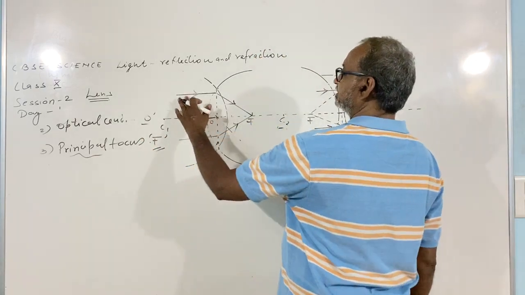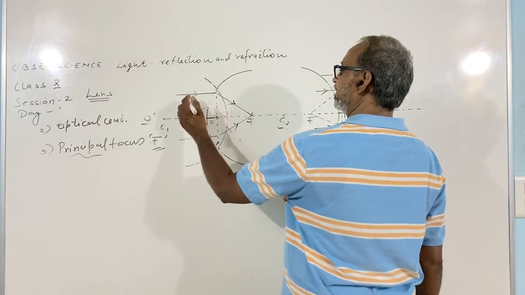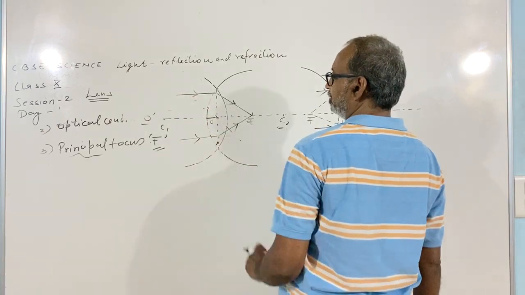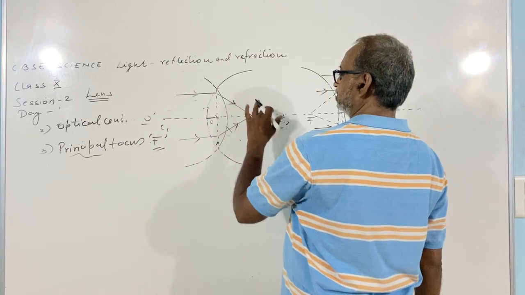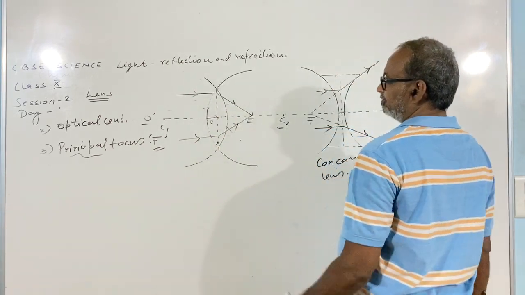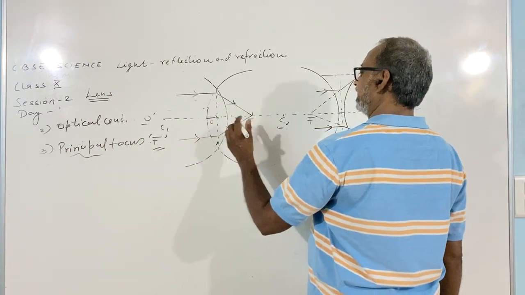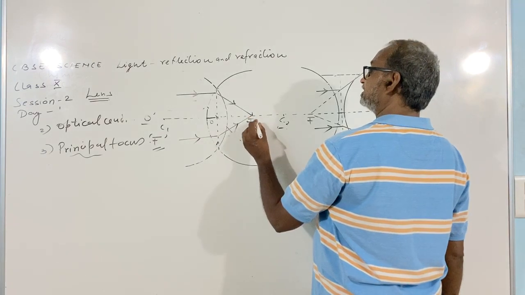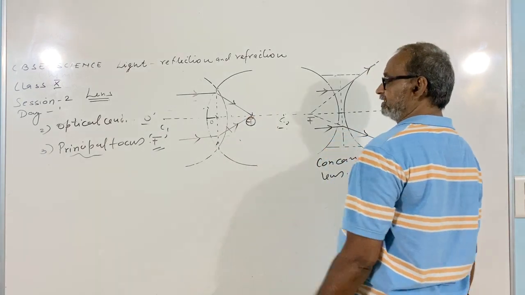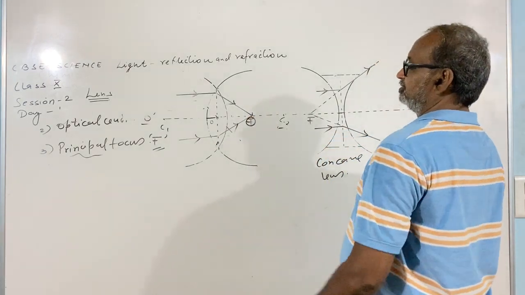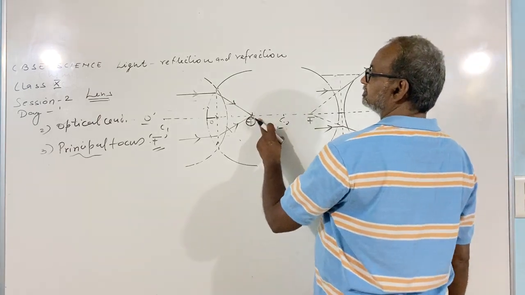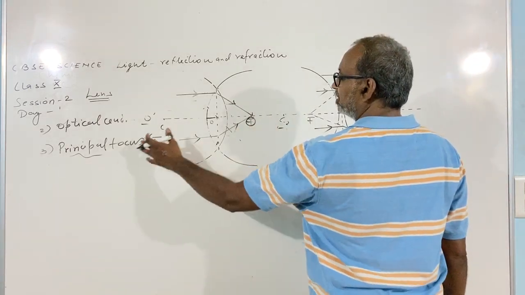Consider these are the two rays which are parallel to the principal axis. And after refraction, these two rays of the light converge at a point on the principal axis. This point F is called principal focus.